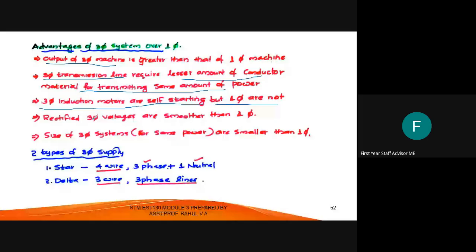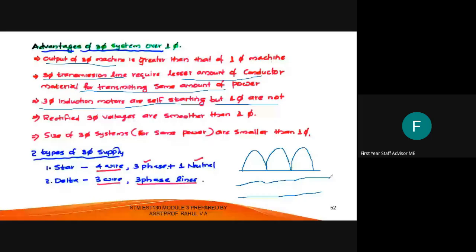Rectified three-phase voltages are smoother than single-phase. With single-phase rectification you get a waveform like this, pulsating DC. But if you go for three-phase rectification, you will get an output voltage like this. It will be almost straight. So the rectified three-phase voltages are smoother than single-phase.